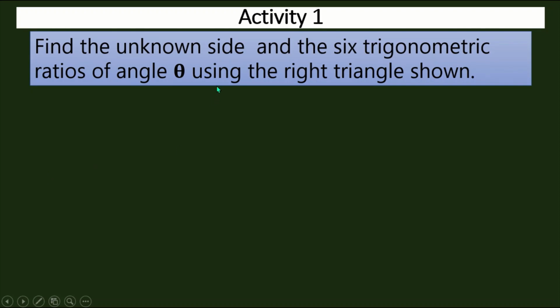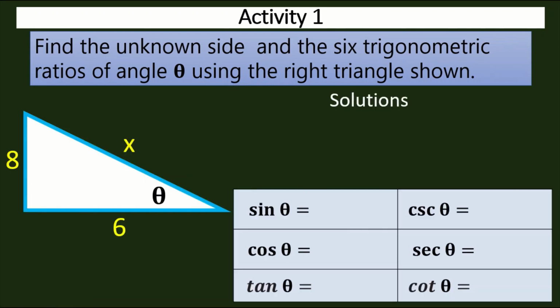Activity number 1, you are going to solve for the unknown side and the 6 trigonometric ratios of the angle theta using the triangle shown. Pause this video and answer this activity number 1. Please be reminded that all your answers must be in simplest form.